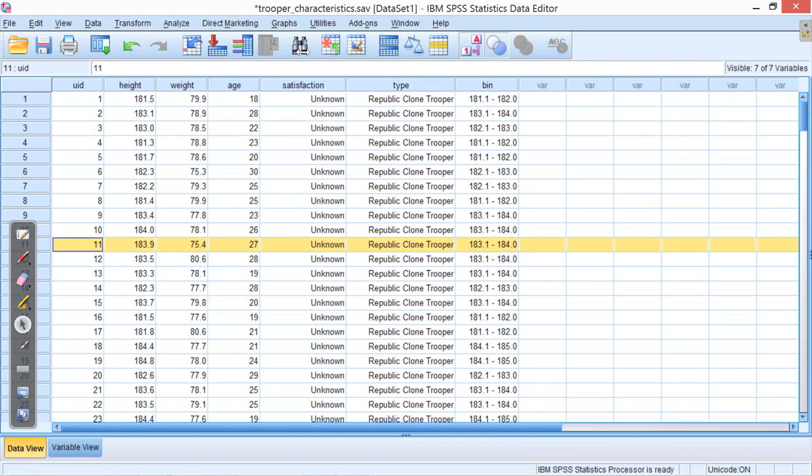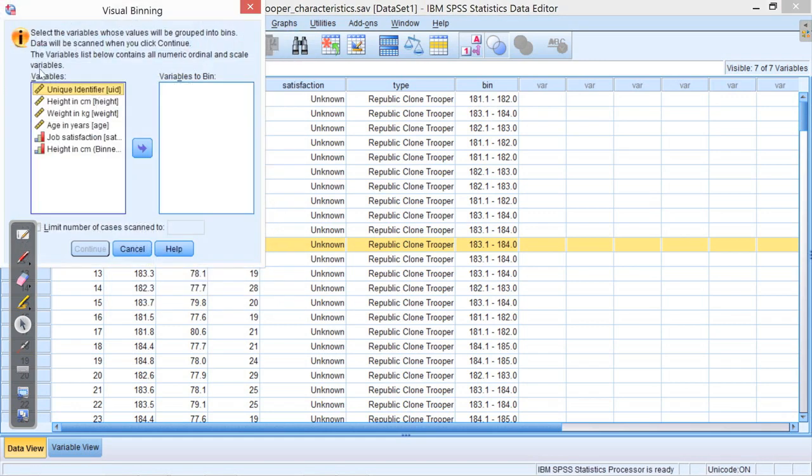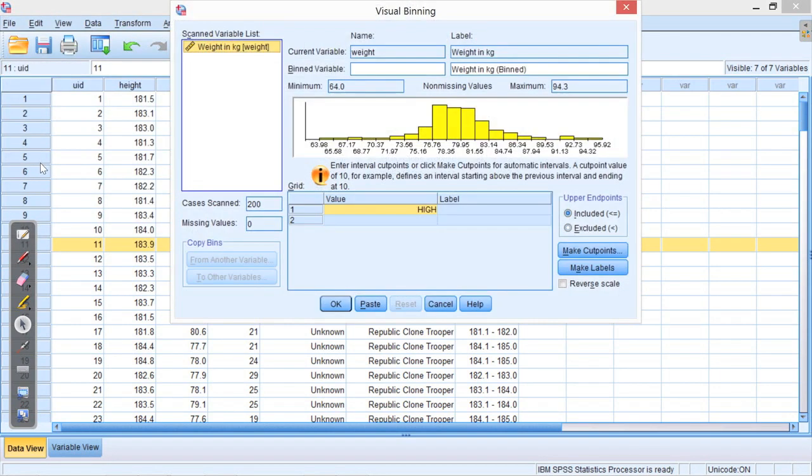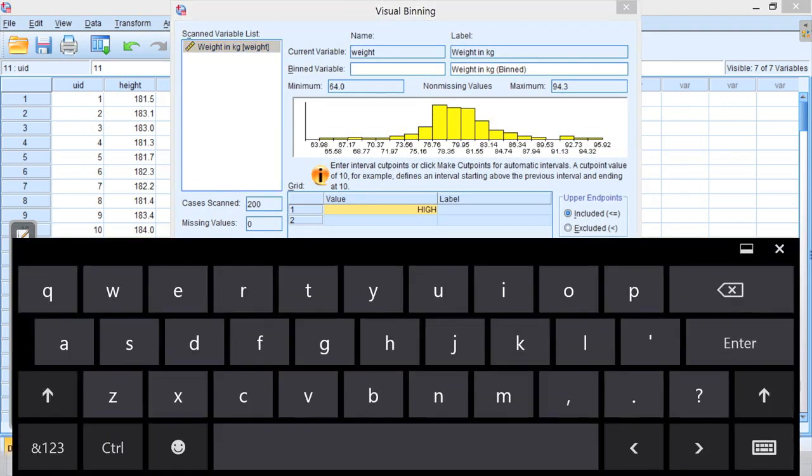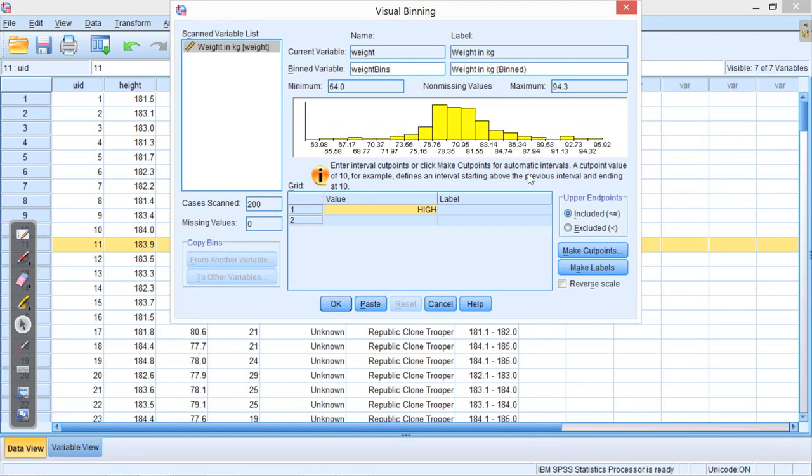So I'm going to bin the weight data using visual binning, this time weight. I need to create a bin variable name. Weight bins. Now, again, looking at this, the full range of the data is between about 64 and 90 kilograms. So I'm going to make some cut points.